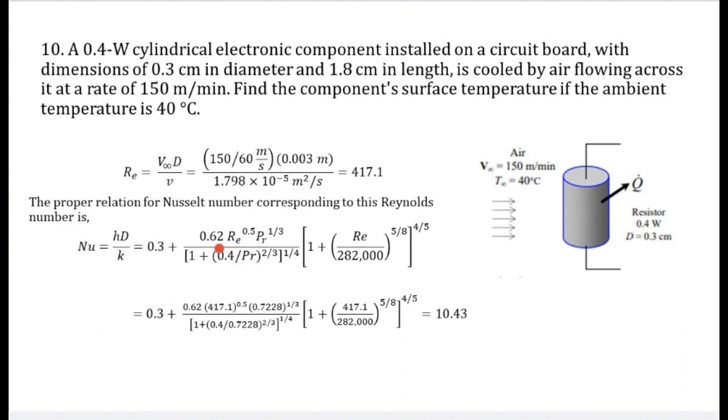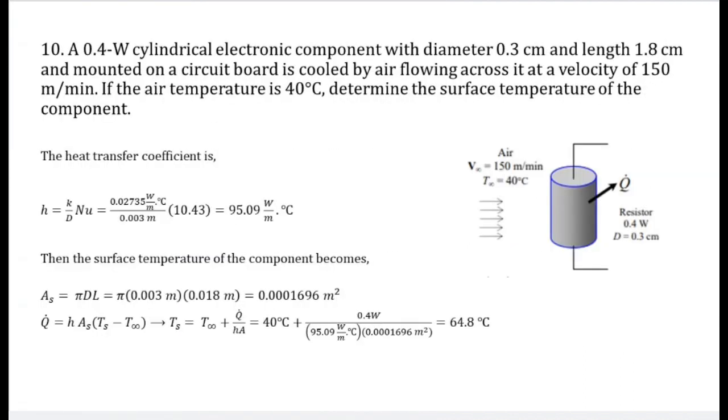So we have here substituting the Reynolds 417.1 and then the Prandtl number, which is given in the previous slide, 0.7228. Calculating this all, we'll get 10.43 for our Nusselt number. So let's proceed to the next.